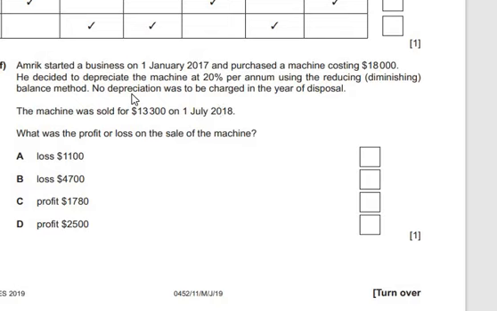So understand the dates here. Understanding the dates is very important. If the year started on 1st January 2017, it ended 31st December 2017. And the second year is when the machine was sold. We are told that no depreciation is charged in the year of disposal, meaning the depreciation we need to calculate is only for 1 year. So it's 18,000 times 20%, which is 3,600.